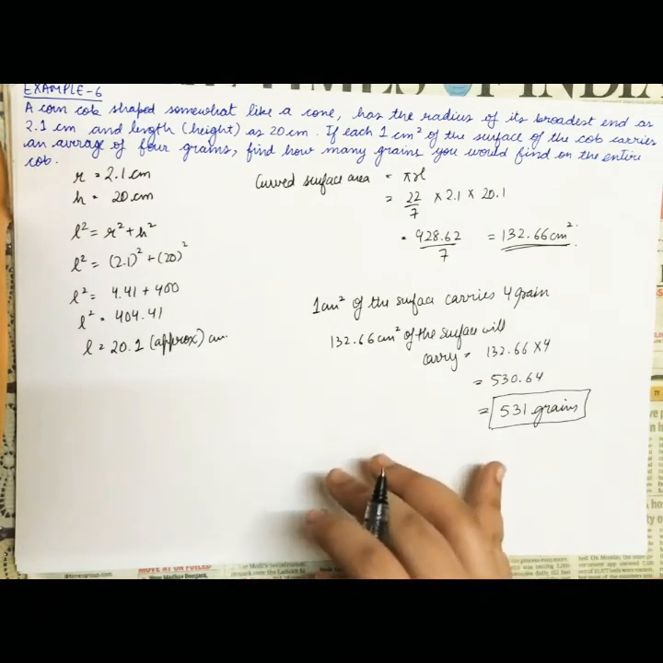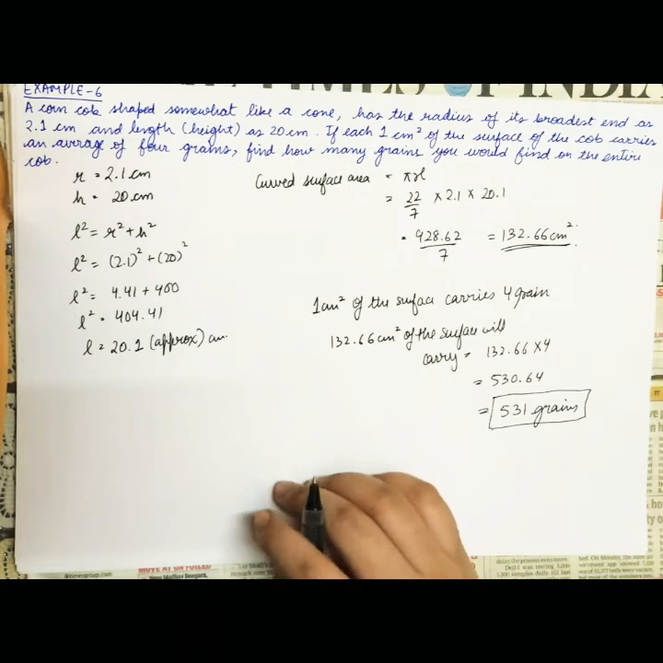Therefore 531 grains we would find on the entire cob.